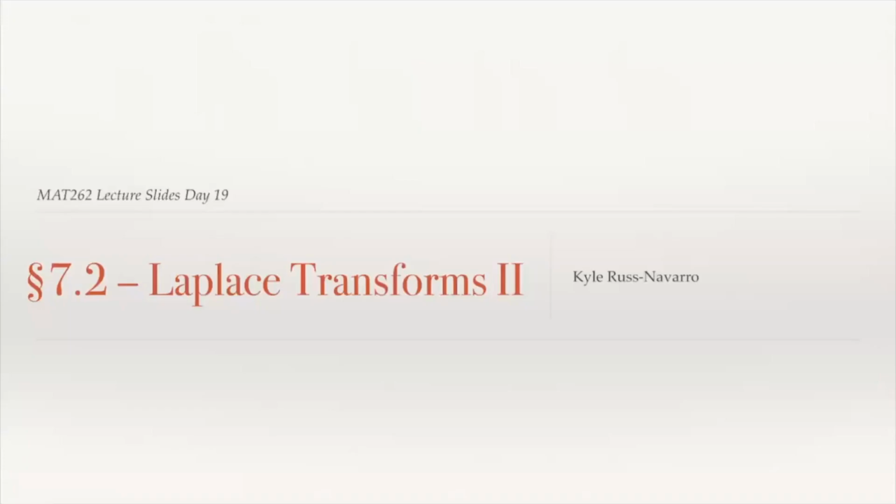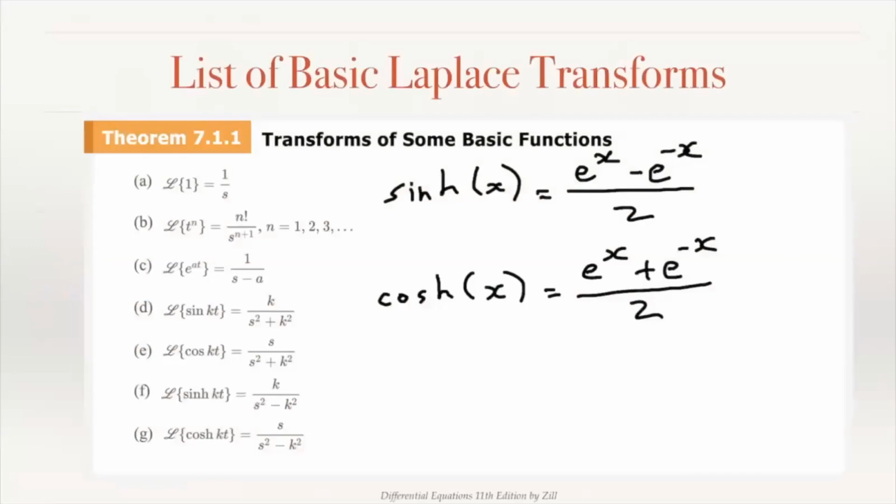Welcome to the Chapter 7.2 lecture on Laplace transforms, Part 2. Last time we learned the Laplace transforms of a number of functions, such as the Laplace transform of 1, t to the n. Well, we did t, but it generalizes for t to the n, e to the at, sine and cosine. And there are also Laplace transforms of hyperbolic sine and hyperbolic cosine, which can be useful.